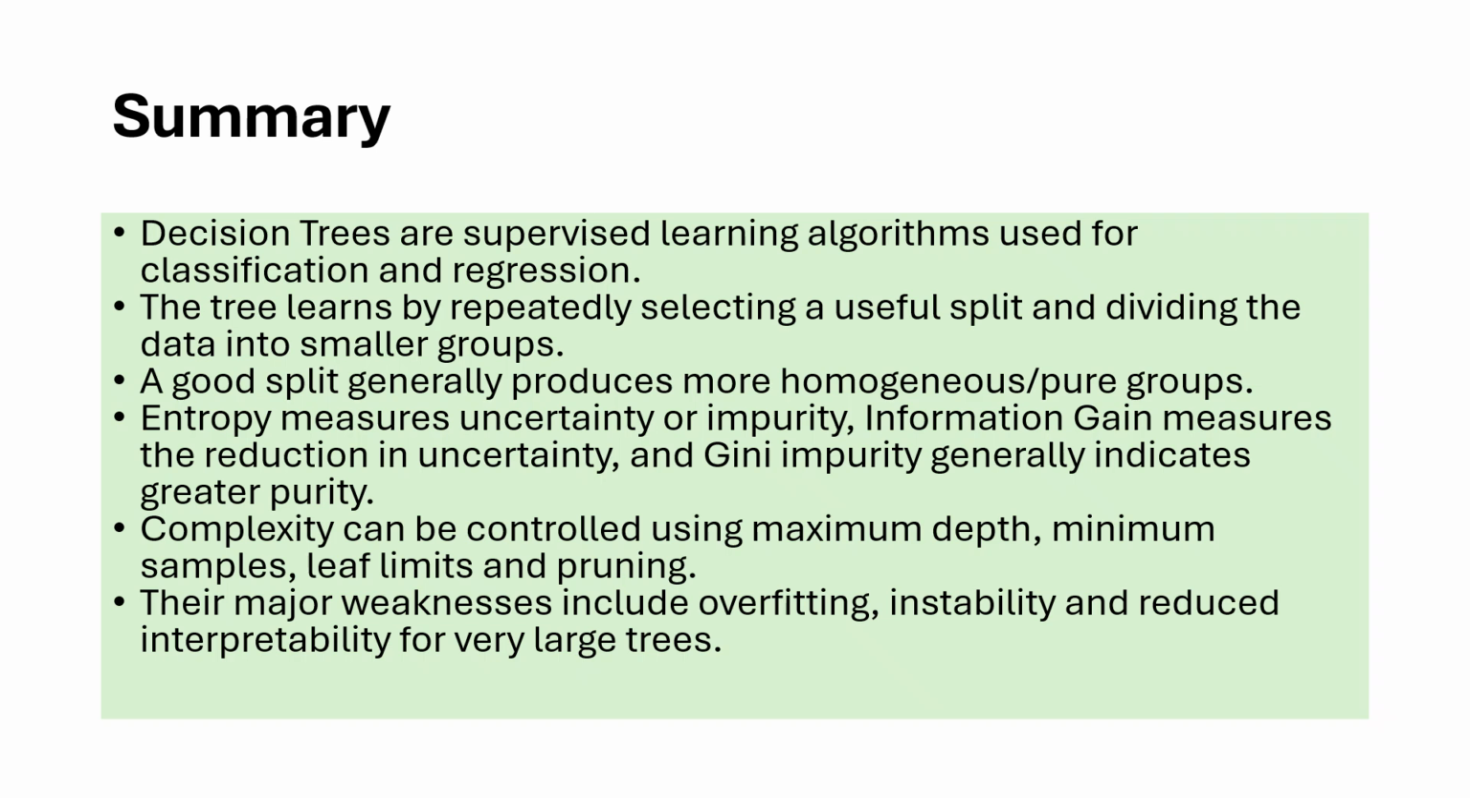Entropy measures uncertainty, while information gain measures the reduction in uncertainty, and Gini impurity generally indicates greater purity. Complexity can be controlled by limiting the maximum depth, splitting only if you have minimum samples, and so on. Their major weaknesses include overfitting, instability, and reduced interpretability for very large trees.